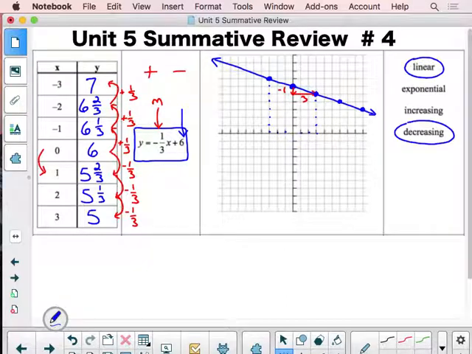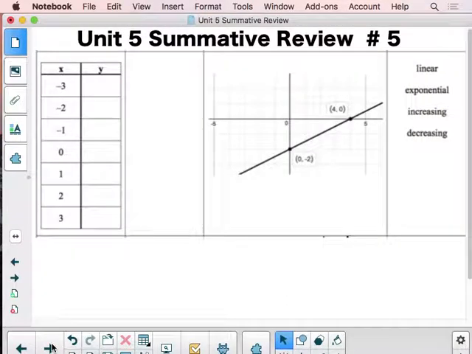So we've got our table filled in, we've got our graph drawn, and we've designated this as linear and decreasing. Hopefully feeling pretty good about that one. The linear ones aren't too scary. Number 5 on the back side.